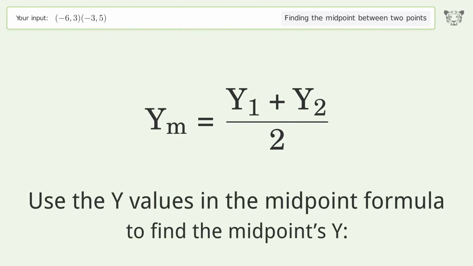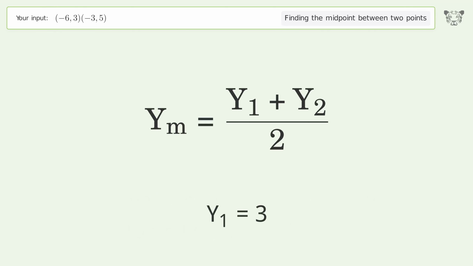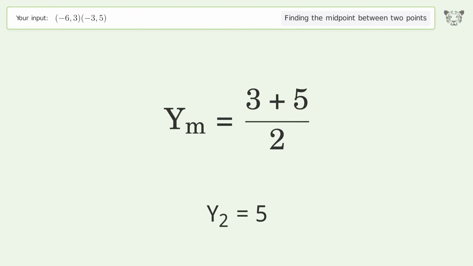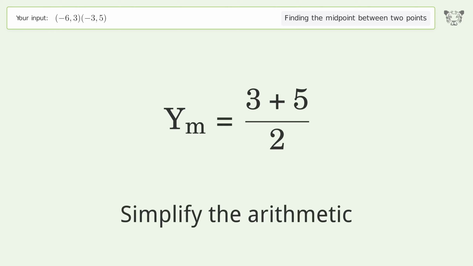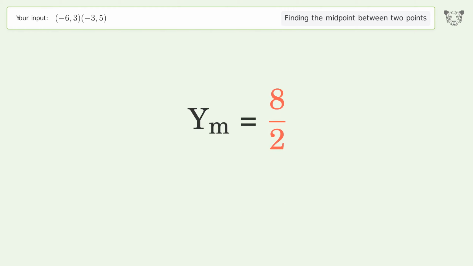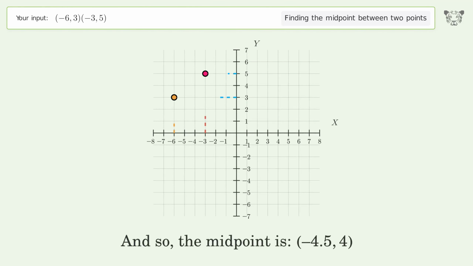Use the y values in the midpoint formula to find the midpoint's y. y1 equals 3. y2 equals 5. Simplify the arithmetic. And so, the midpoint is negative 4.5, 4.